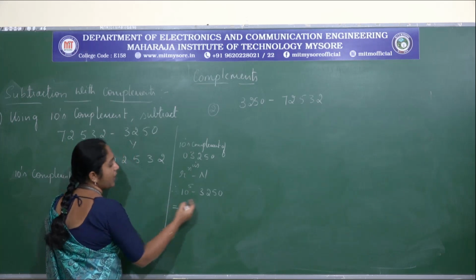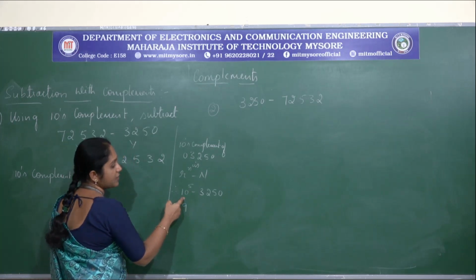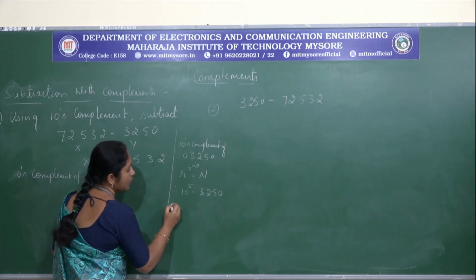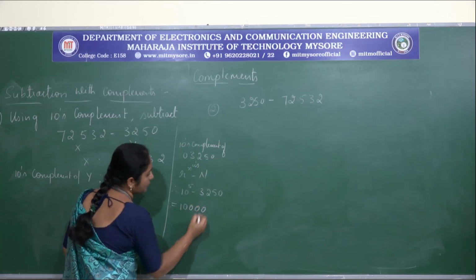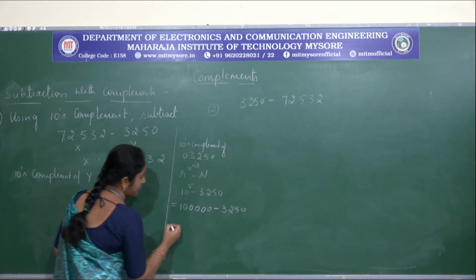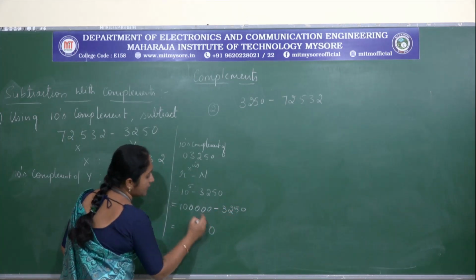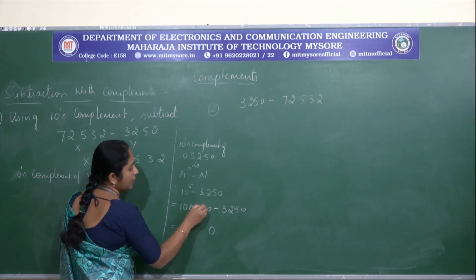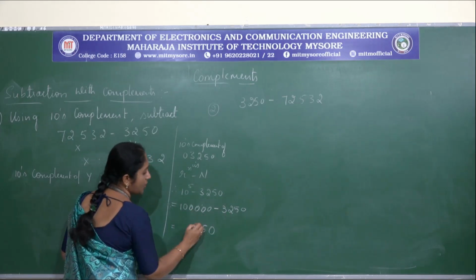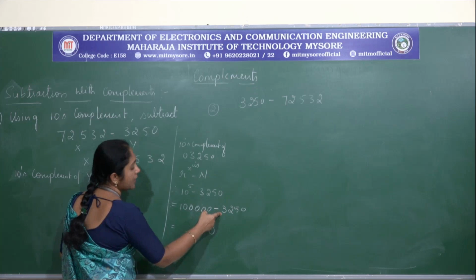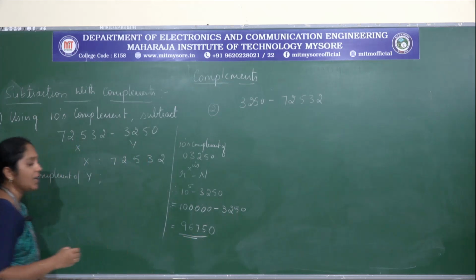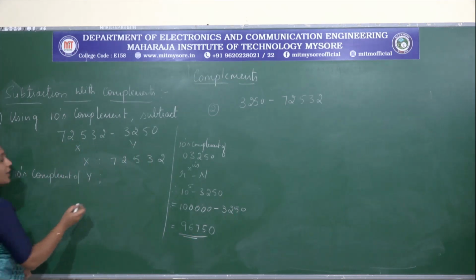If you subtract this, you will get the answer. Let me expand. We need to add one more 0, 3250. In the subtraction, if you observe, 0 minus 0, next we have 10 minus 5, which is 5, next 9 minus 2, which is 7, next 9 minus 3, that is 6. So this is the answer. This is the 9's complement of 3250. Let us consider that.